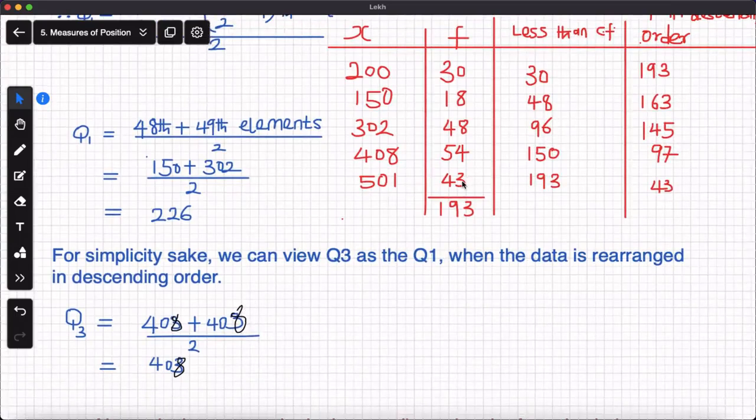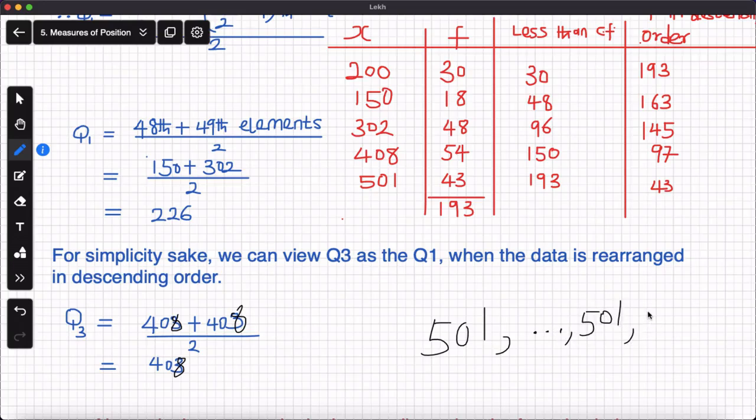And so 501 will be our first element, and we will have to repeat it. 501 will be repeated 43 times. So when we continue, let's assume that we have repeated it 43 times.